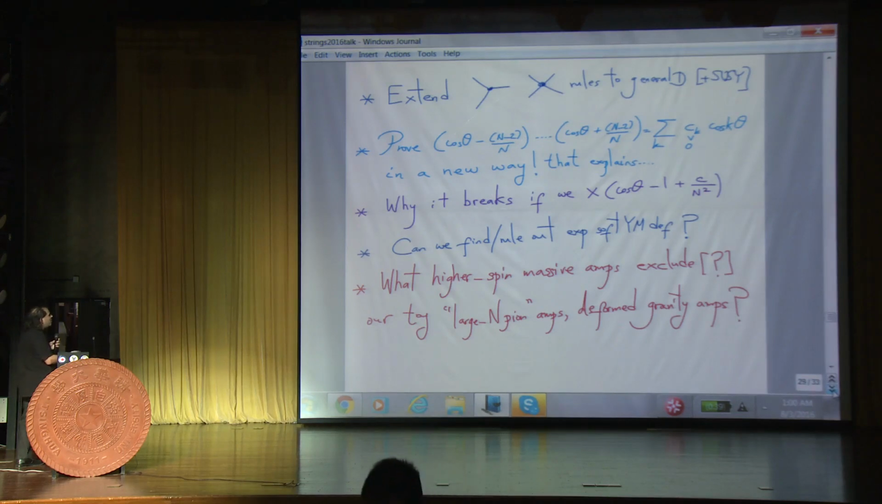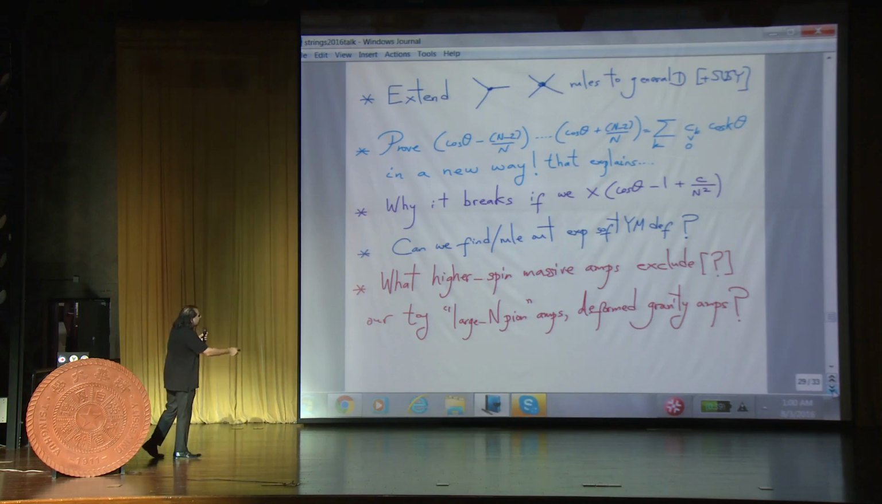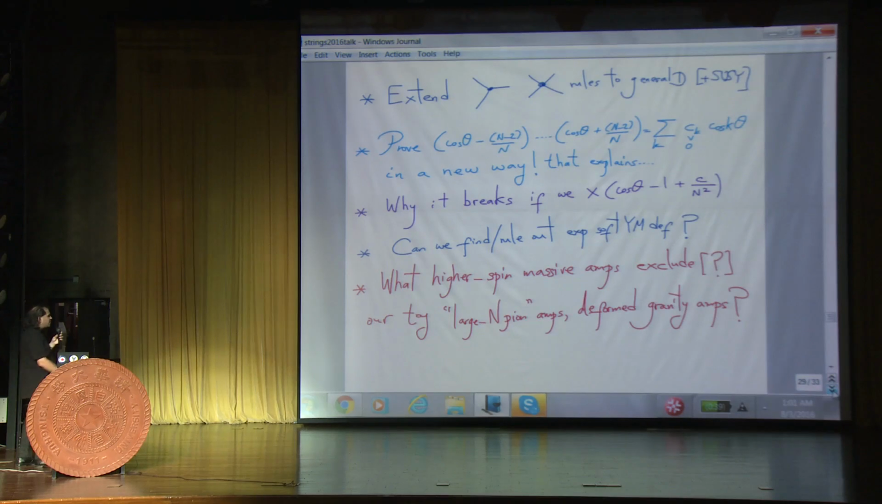using the no-ghost theorem, all the machinery of string theory, in a way that explains not why this works, but that if we modify it by adding this little piece that has a root even closer to 1 parametrically than that one, that fails. Can we find or rule out exponentially soft Yang-Mills deformations? And which higher spin massive amplitudes exclude our toy large n pion amplitudes or these deformed gravity amplitudes?